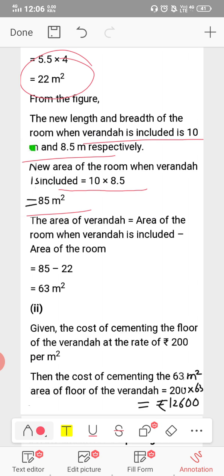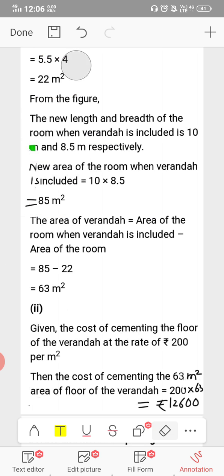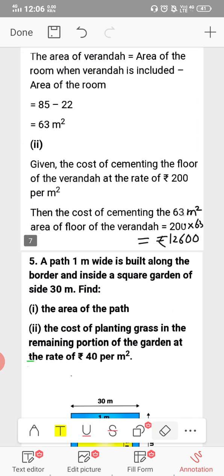Now we have to find the area of the veranda particularly, that is of blue color. So we will subtract the smaller rectangle from the bigger rectangle, and we will get 63 meter square, which is the area of the veranda particularly. Now according to the second part, it is given that the cost of cementing the floor of veranda is at the rate of ₹200 per meter square.